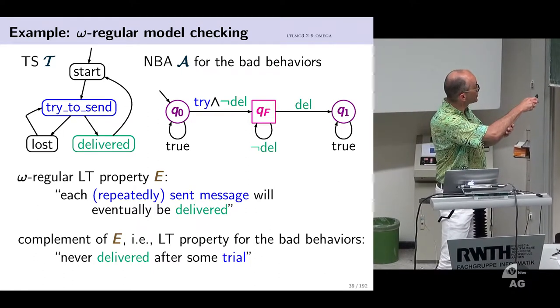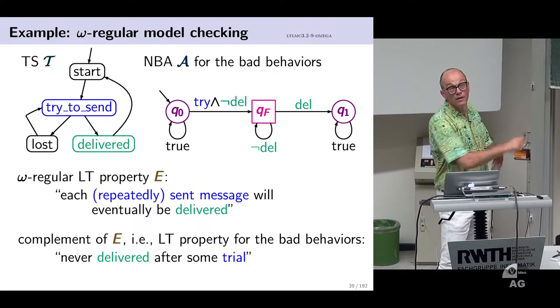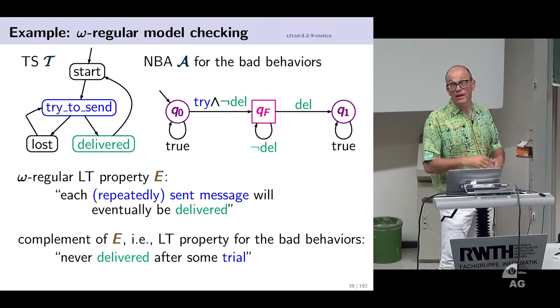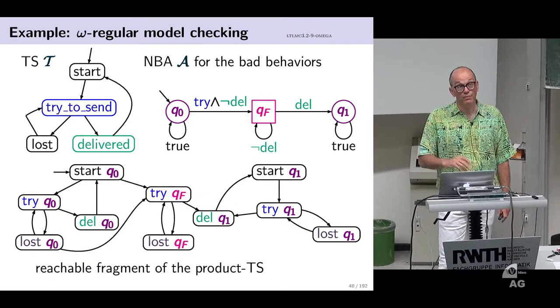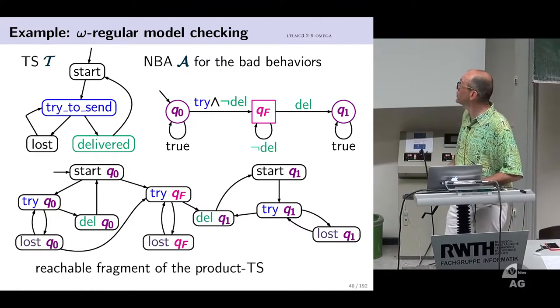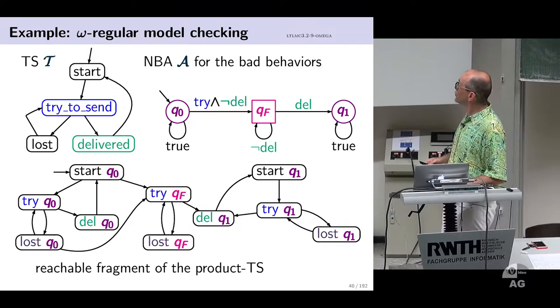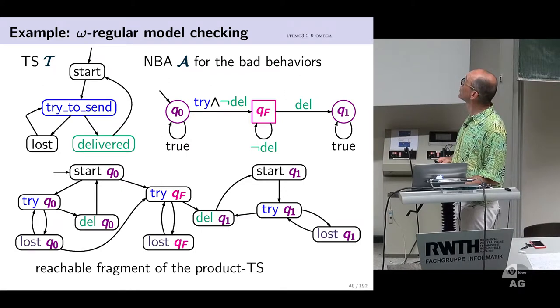I have a finite transition system, I have an NBA for the bad behaviors. Let's construct the product. This is the product. I'm not going to explain this in much further detail. If you just follow the construction we have seen before, then you will just get this automaton.